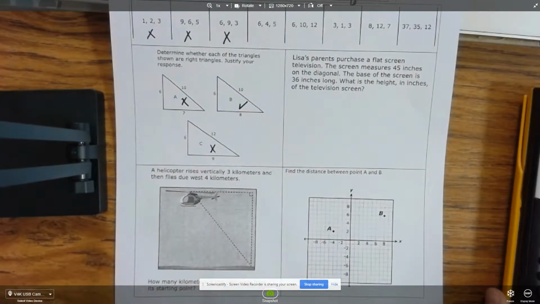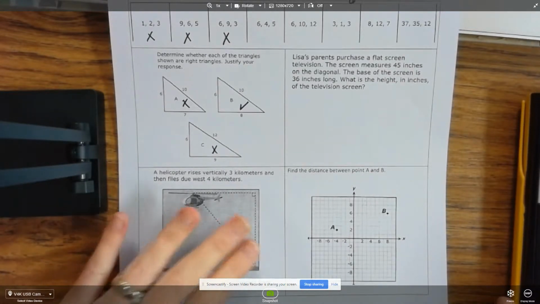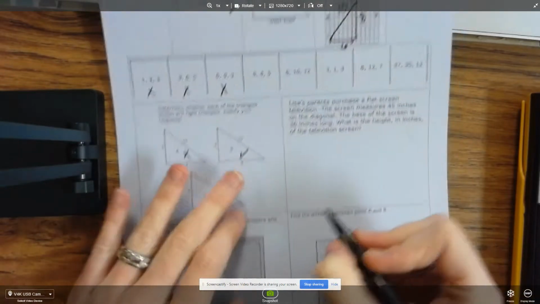All right, so now a word problem. So it says Lisa's parents purchased a flat screen television. The screen measures 45 inches on the diagonal. The base of the screen is 36 inches long. What is the height of the television?